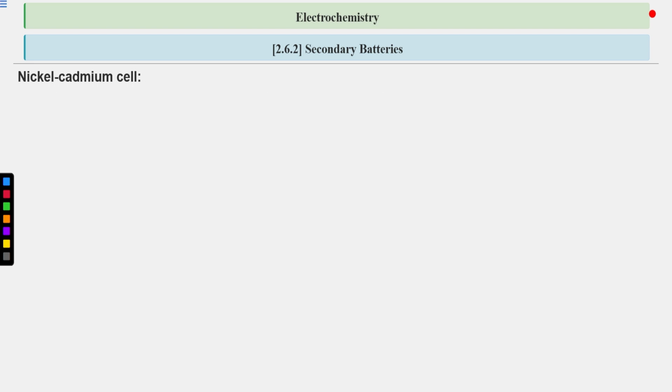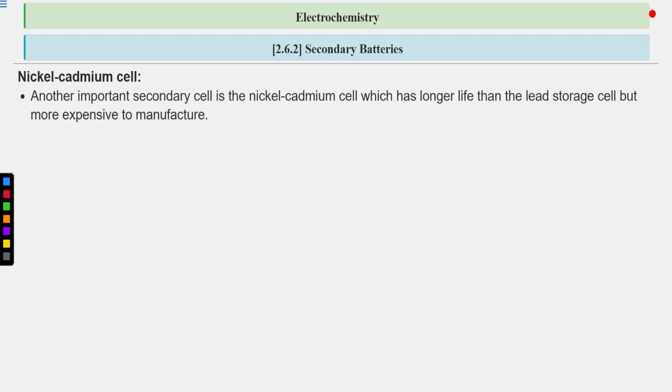Okay, now let's talk about our last topic, which is nickel-cadmium cell. It comes under the subsection 2.6.2, which is secondary batteries. So this is nickel-cadmium cell, another important secondary cell. It is a secondary cell because we are studying it under the secondary batteries topic. Nickel is Ni, cadmium is Cd.